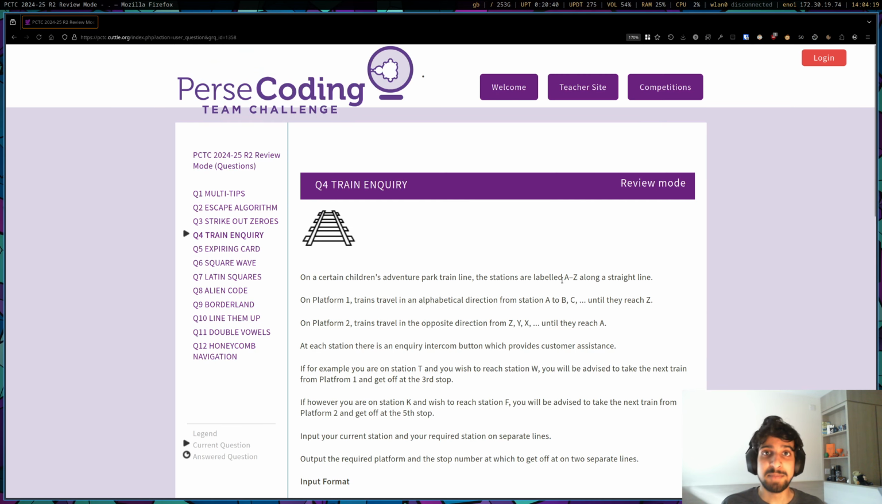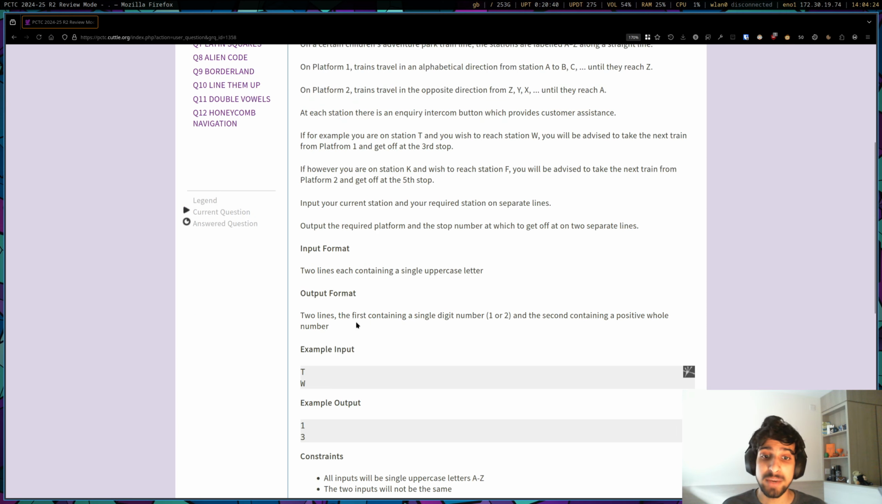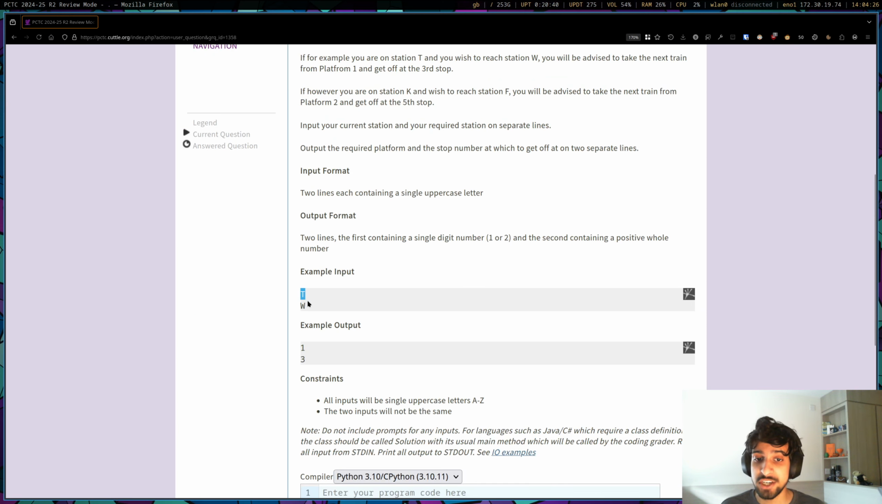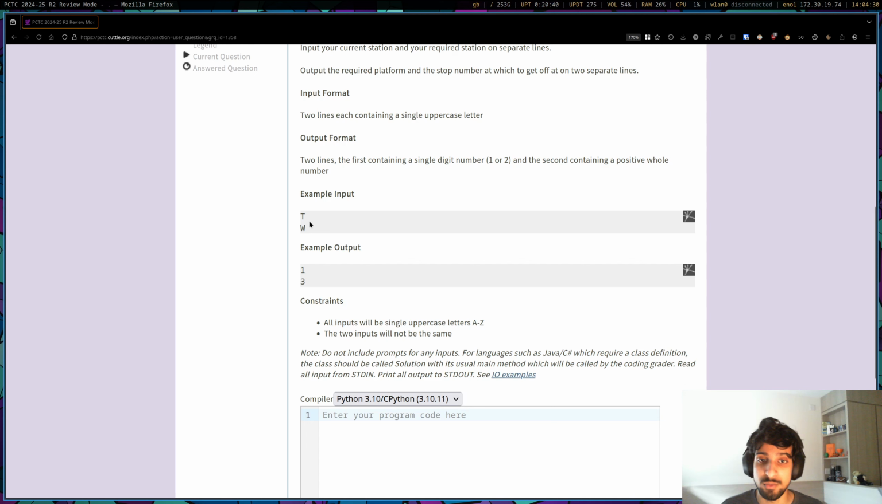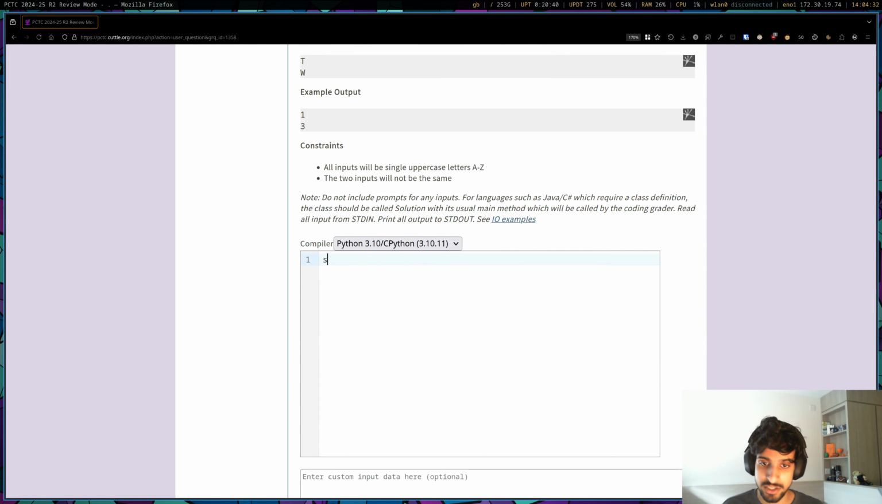This is the walkthrough video for PCTC 24-25 round 2 question 4, train inquiry. Here we're given the input station and then the target station, and we need to figure out how this passenger can get from where they are to where they want to go. So let's just do start equals the first input and then target equals the next input.